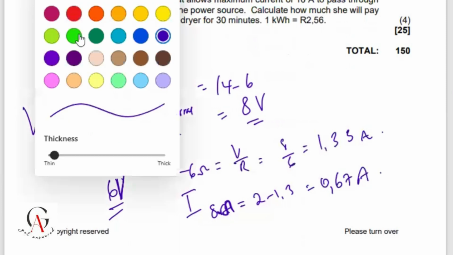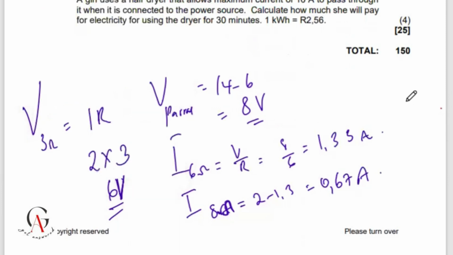Then 10.6. They're telling us that the potential difference of a household supply is 220. A girl uses a hairdryer that allows a maximum current of 16 amps to pass through it when it's connected to the power source. Calculate how much she will pay for electricity using a dryer for 30 minutes. And this is the cost of 1 unit. So this question is just a link to what we just calculated before.